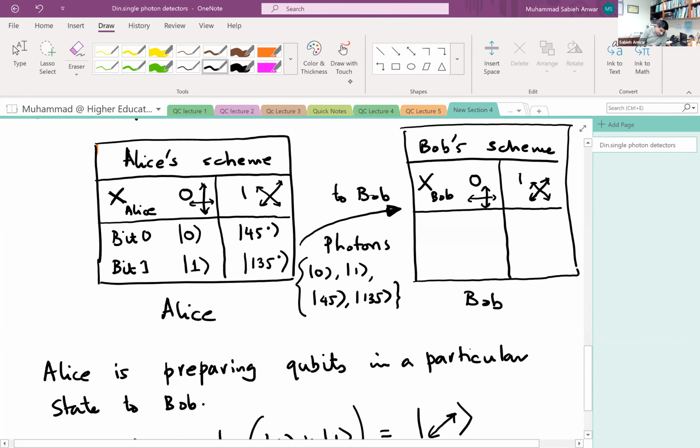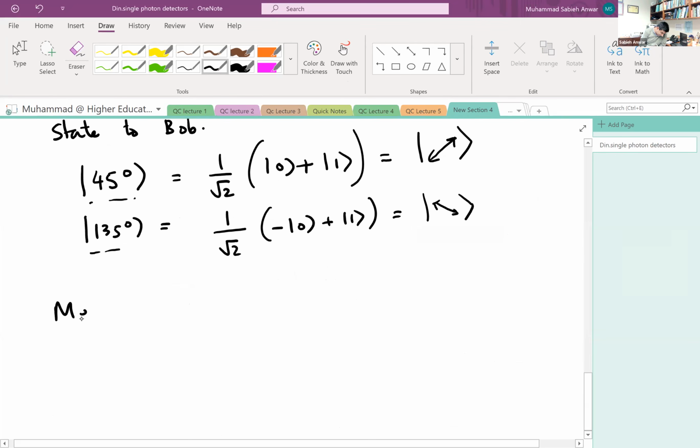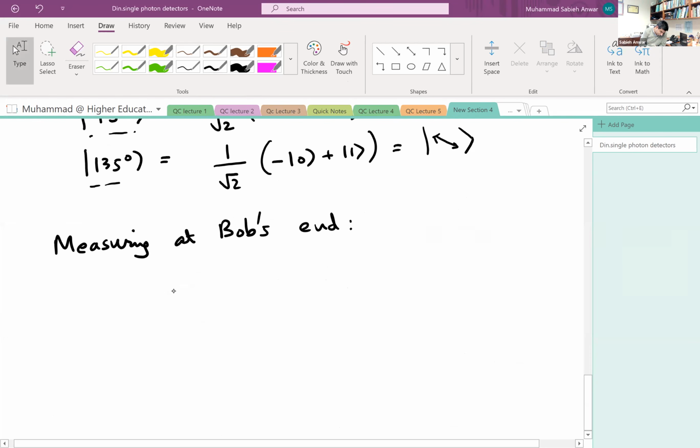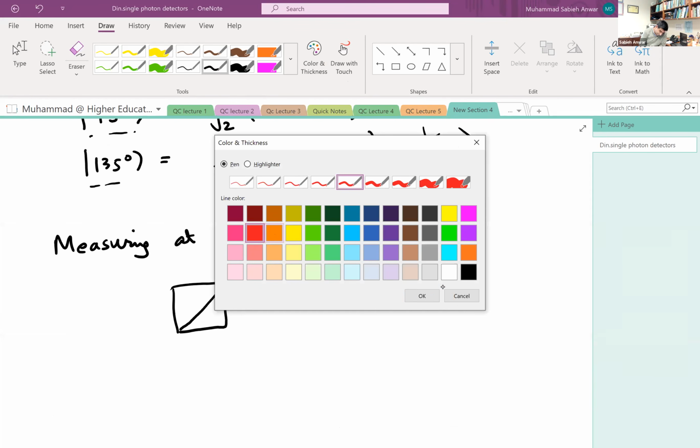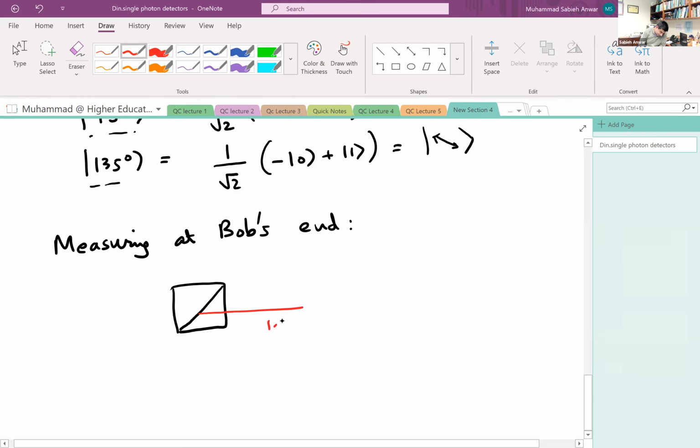So measuring at Bob's end could be of two kinds. It could use a beam splitter which has two channels. One is the ket 0 channel and the other is the ket 1 channel. This is when x Bob is 0. When x Bob is 1, a different kind of beam splitter is used.